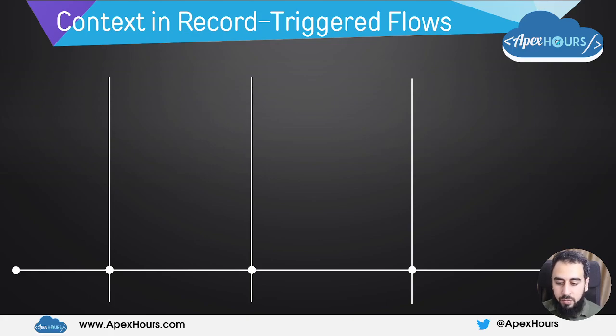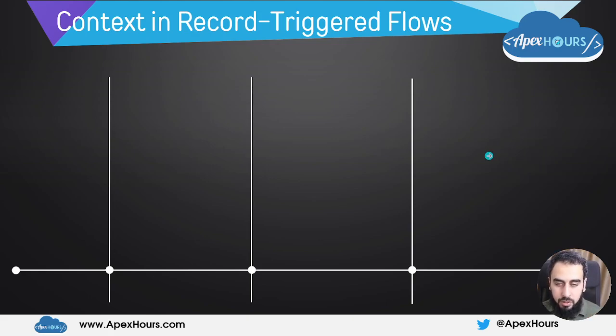And you're gonna hear this from other Salesforce professionals. People are going to say before save flow. They mean fast field updates of a record triggered flow. And when people say after save flow, they're referring to actions and related records in a record triggered flow.